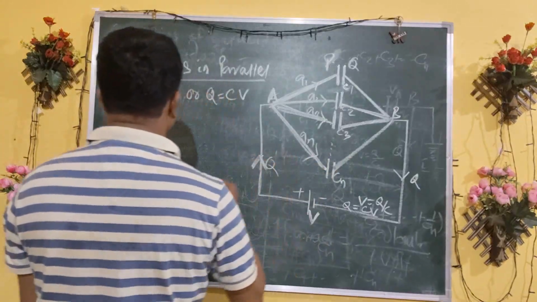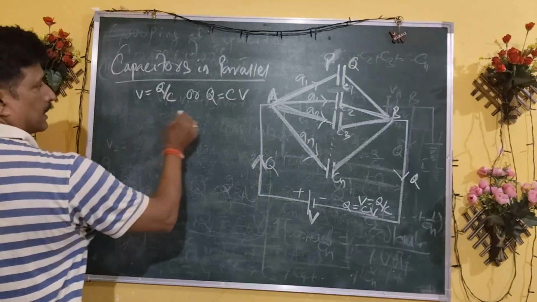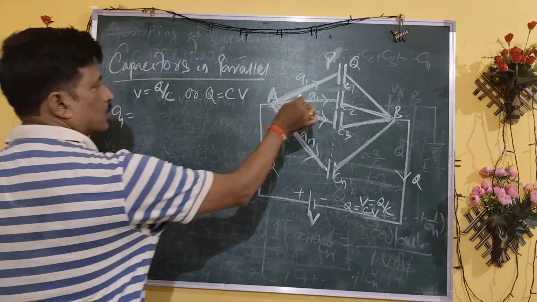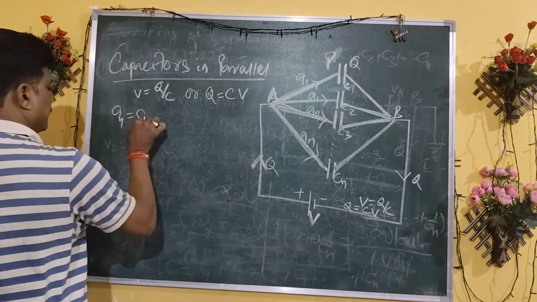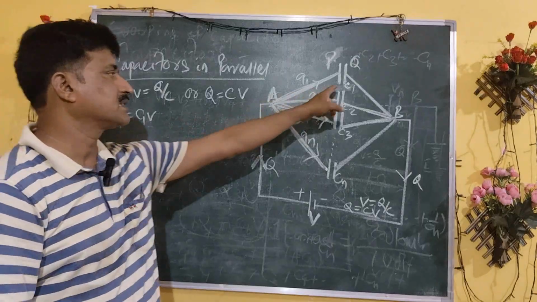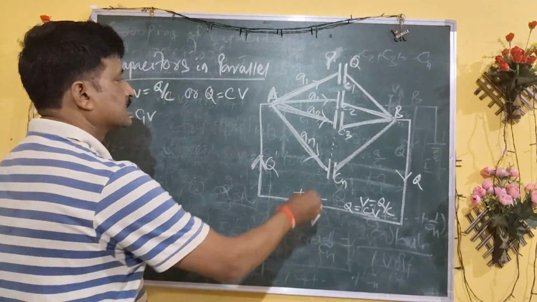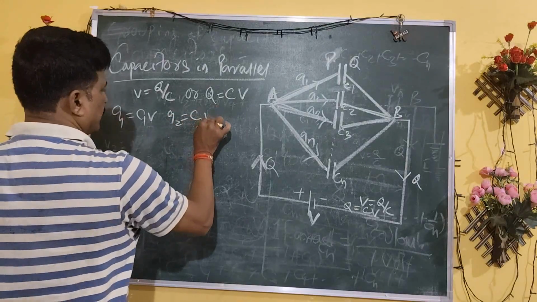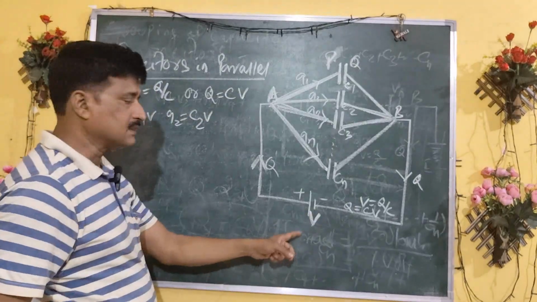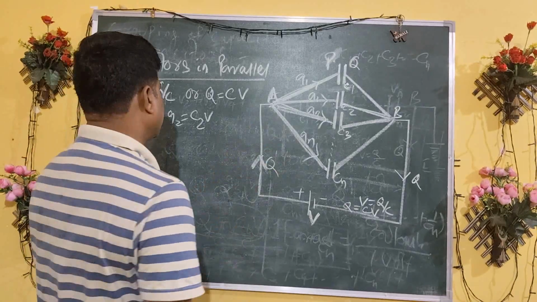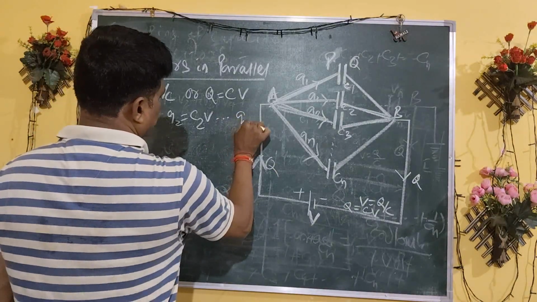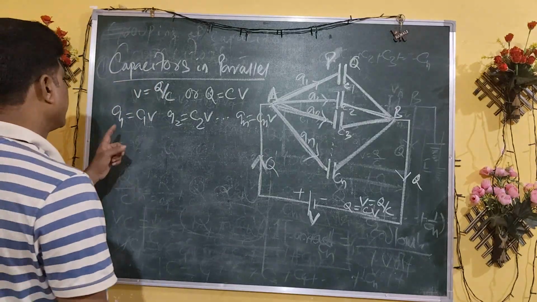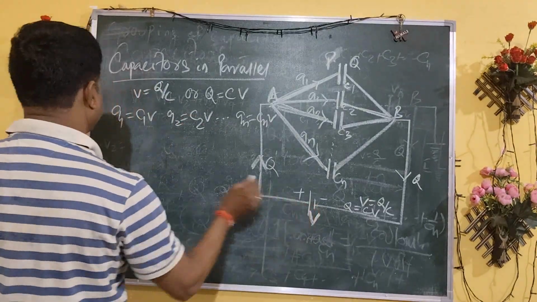Now the charge flowing through this one, Q1, is equal to C1 into V, where C1 is the capacitance of the first capacitor. Similarly, Q2 is equal to C2 into V. V is constant as the potential difference is the same everywhere. Similarly, Qn is equal to Cn into V. Now we have to put this in here.